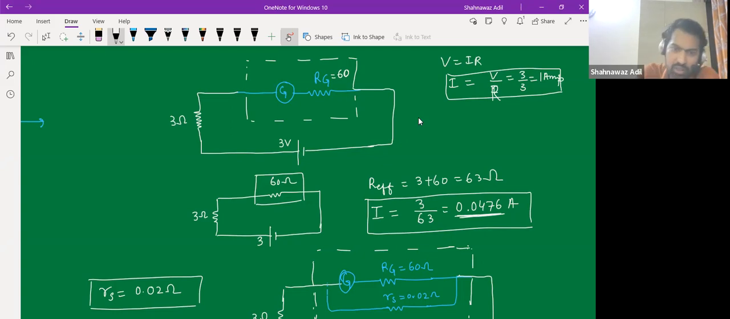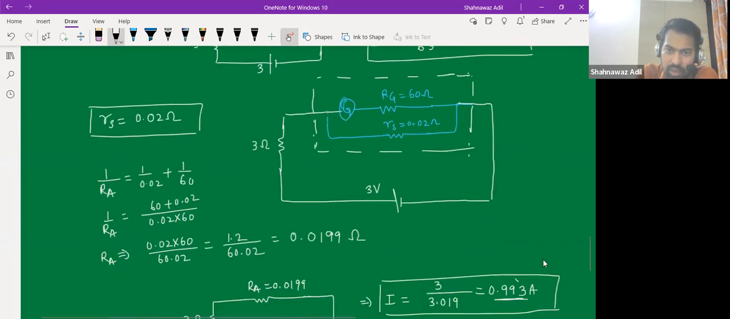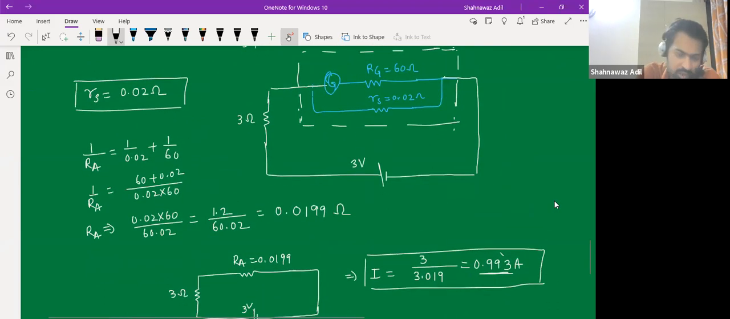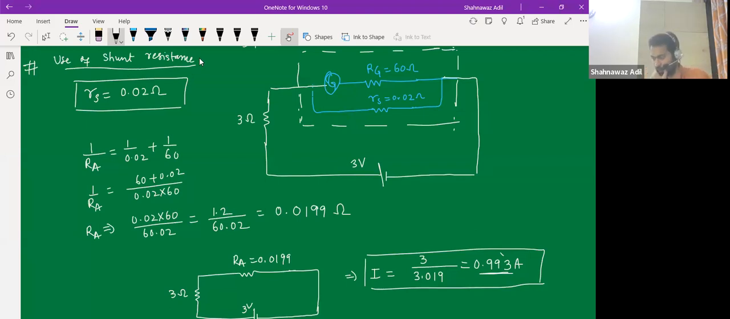Done, sir. Done. So again, please scroll down. So this part is the use of shunt resistance. Oh, you have 9 minutes only. So quickly note it down.